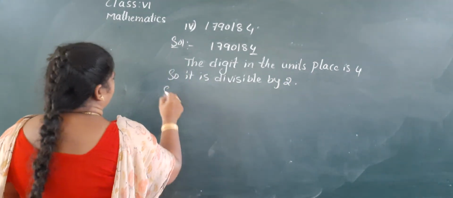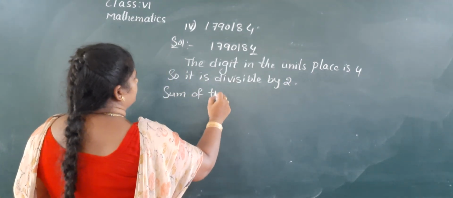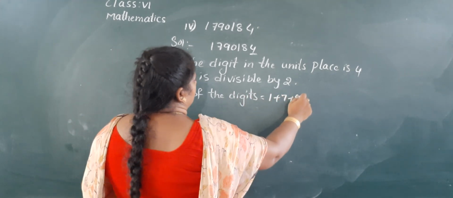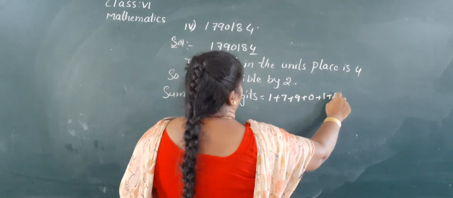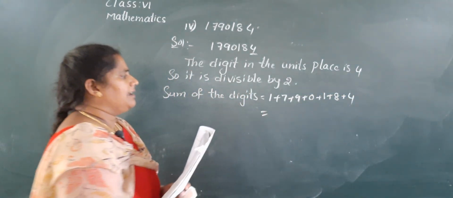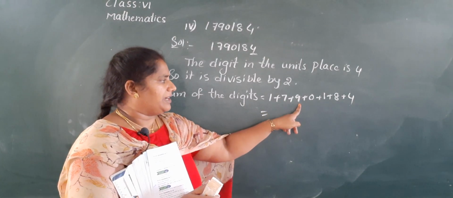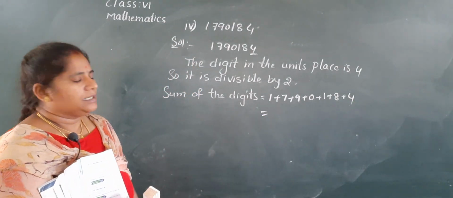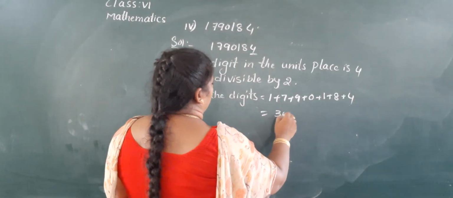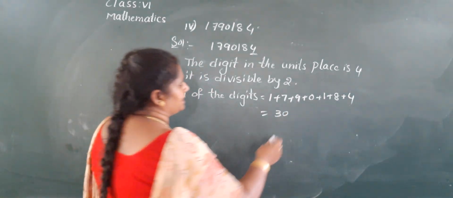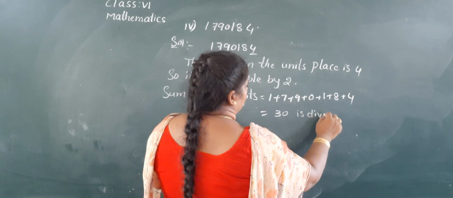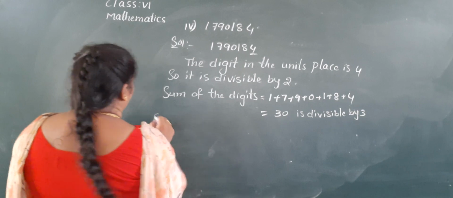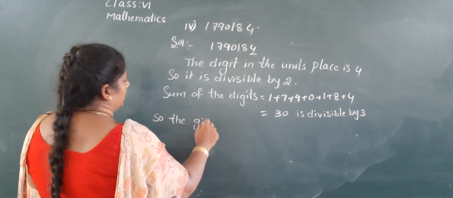Okay. Now sum of the digits. Sum of the digits equal 1 plus 7 plus 9 plus 0 plus 1 plus 8 plus 4. Add all these digits, Nana. 1 plus 7, 8, 17, 18, 26, 30. Okay. What is the sum of the digits, Nana? It's equal to 30. So 30 is divisible by 3. Isn't it? So the given number is divisible by 3.